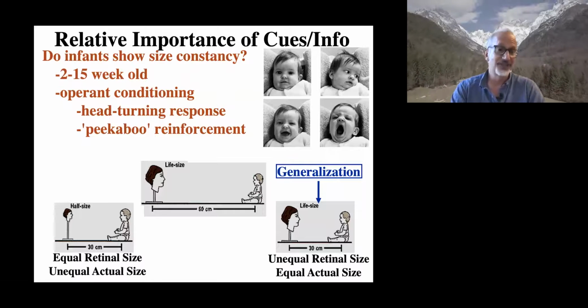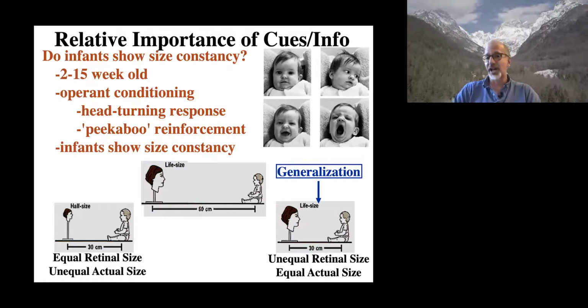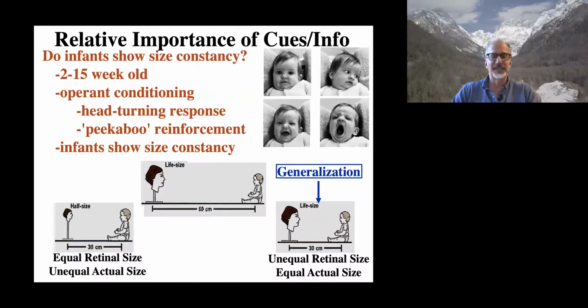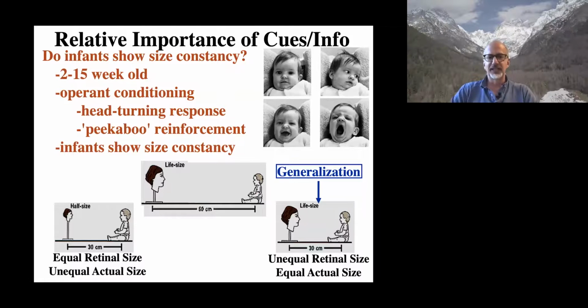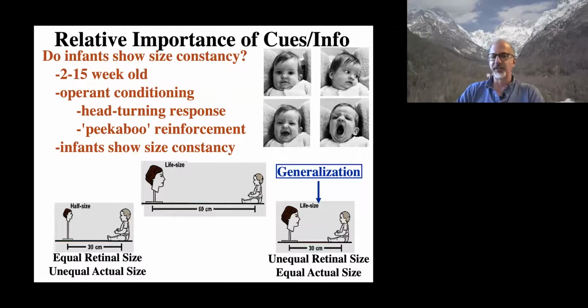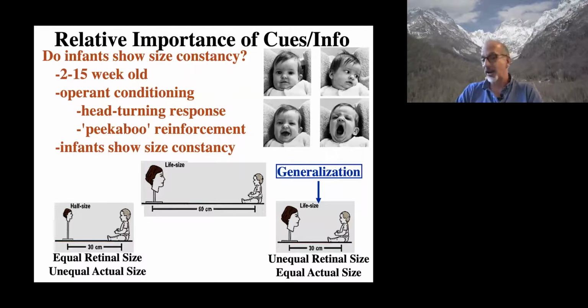Okay, so infants, it seems, do show size constancy by the time they're 2 weeks old. And actually, this has been tested sooner now, I believe. I think they can show this at 1 week, if not earlier. So infants at a very early age do show size constancy.